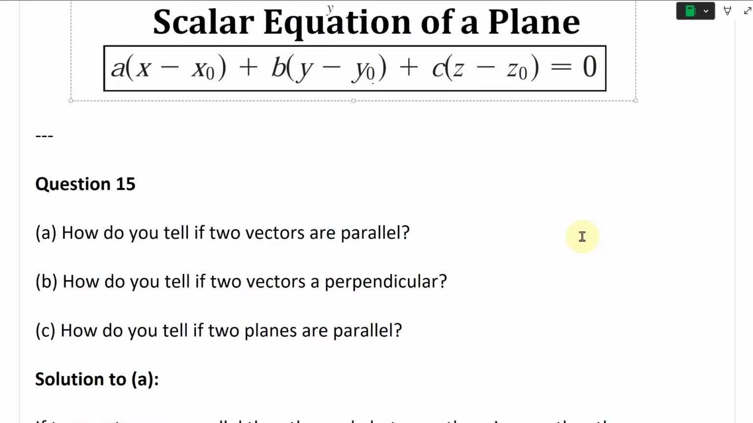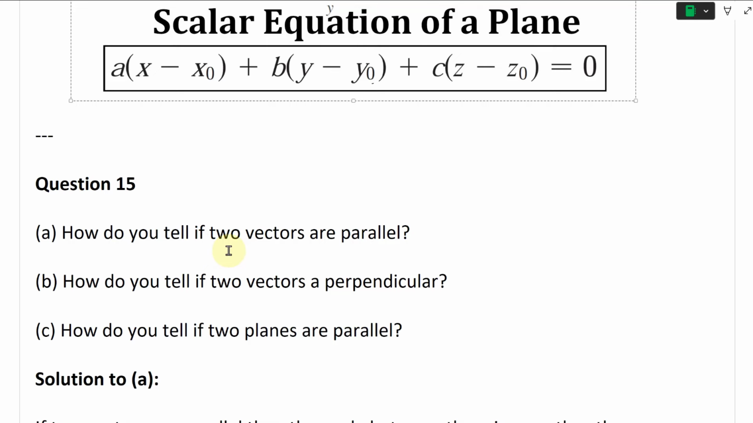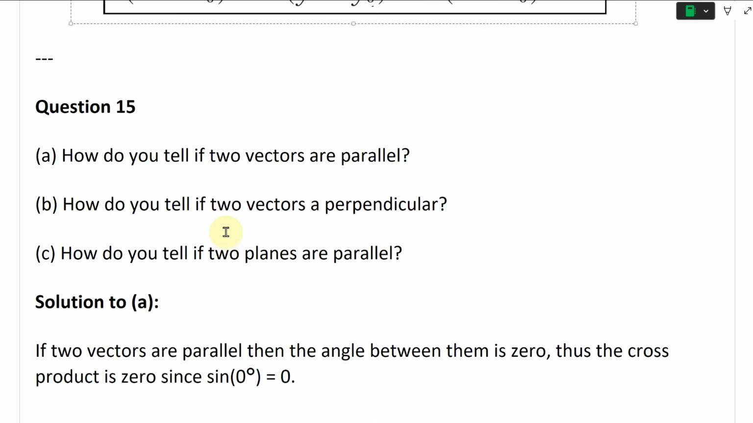All right, let's go further. Question 15. And question 15 states, how do you tell if two vectors are parallel? So that's part A. Part B states, how do you tell if two vectors are perpendicular? And then C says, how do you tell if two planes are parallel?